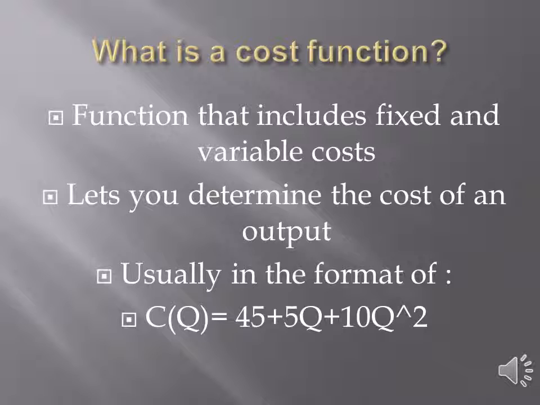Now the 45, the 5, and the 10, that's just an example, but it'll always be something like C of Q equals some number plus some number times Q plus some number times Q squared. Now Q is always the quantity, what your output is, how many pieces of inventory you make or anything like that.